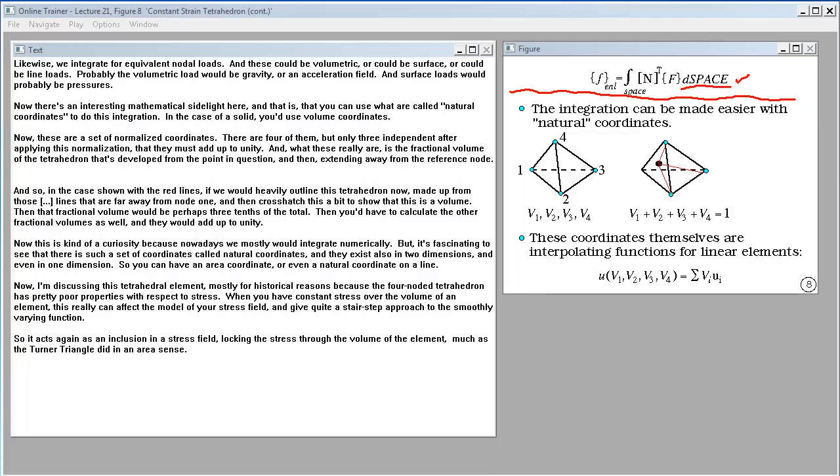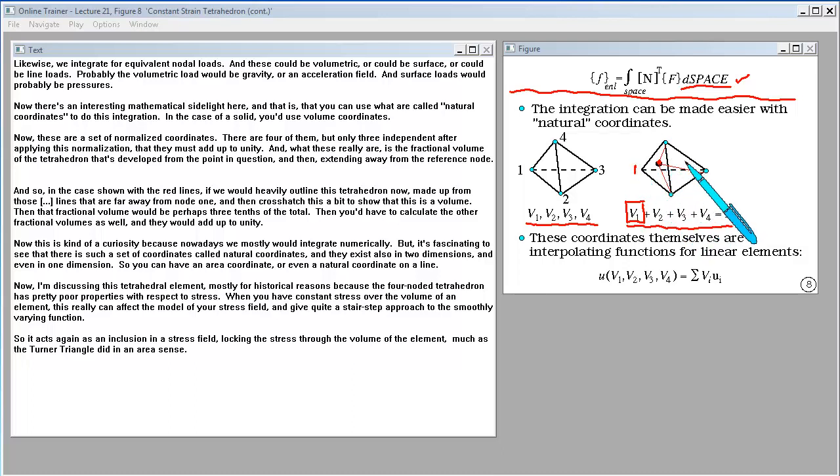do this integration. In the case of a solid, you'd use volume coordinates. Now these are a set of normalized coordinates. There are 4 of them, but only 3 independent after applying this normalization, that they must add up to unity. And what these really are is the fractional volume of the tetrahedron that's developed from the point in question and then extending away from the reference node.